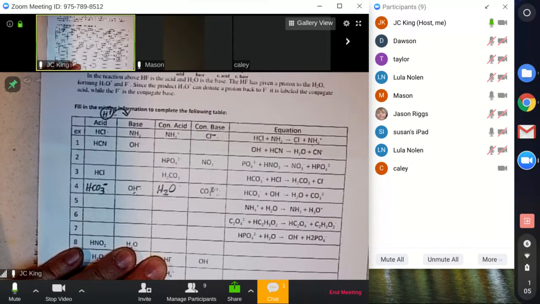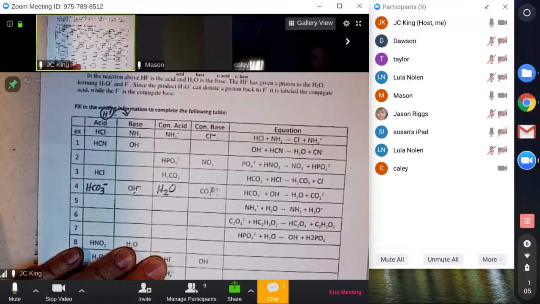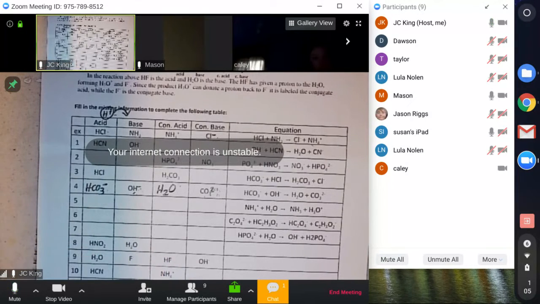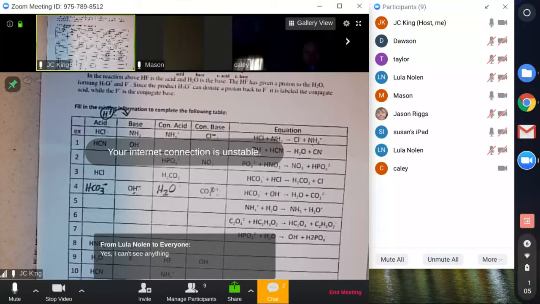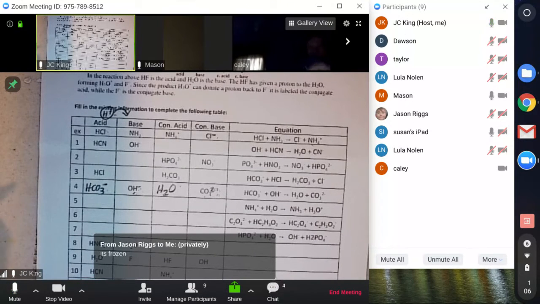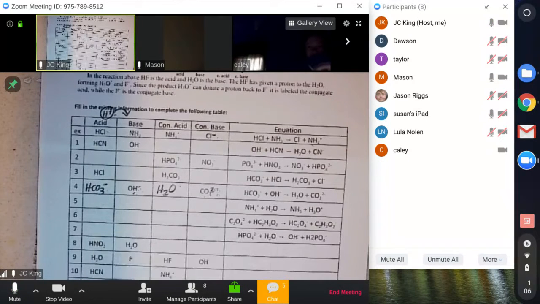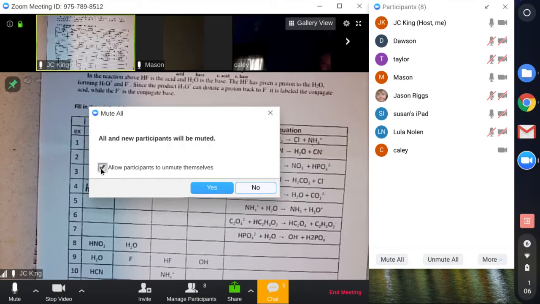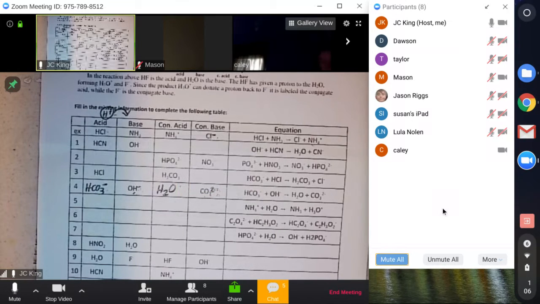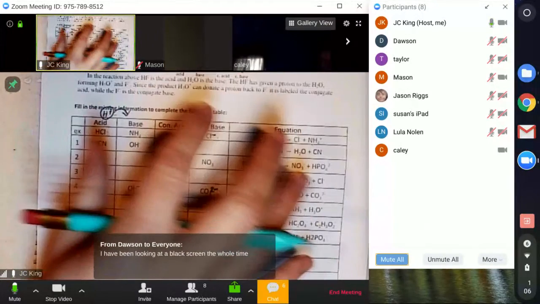So is anybody else frozen up? I've got somebody who chimed in and said that everything is frozen up on their end. Okay. It's also telling me that my internet connection is unstable, so it might be something on my end. Give it just a minute here. Okay. I'm going to try to mute everybody and see if that has any effect on things at all. Okay. Anything looking any better? You've been looking at a black screen the whole time.